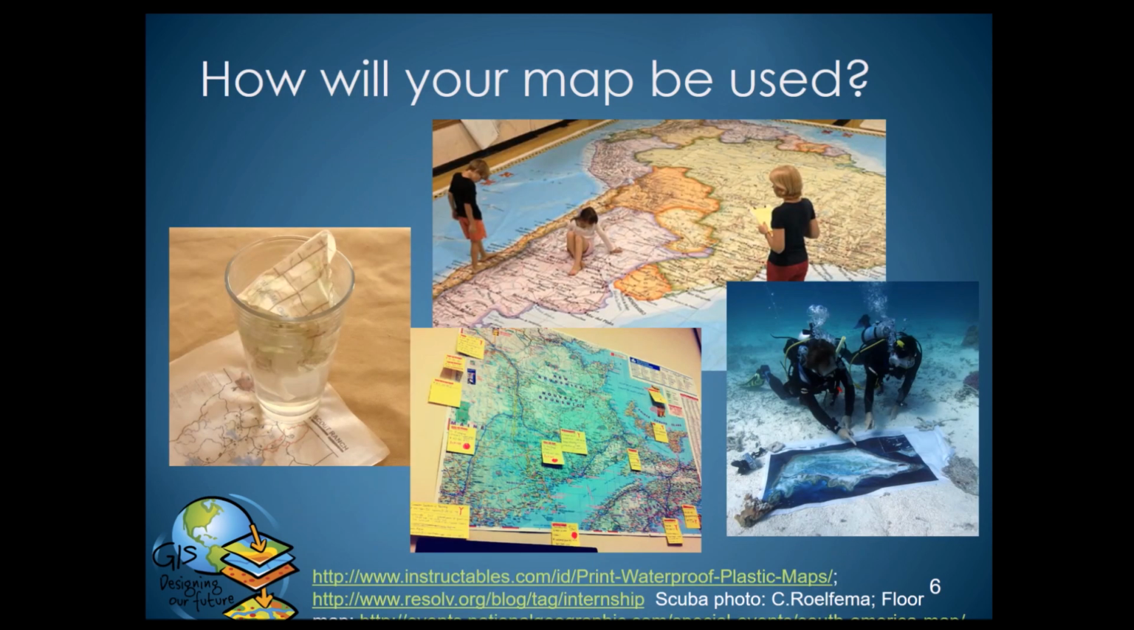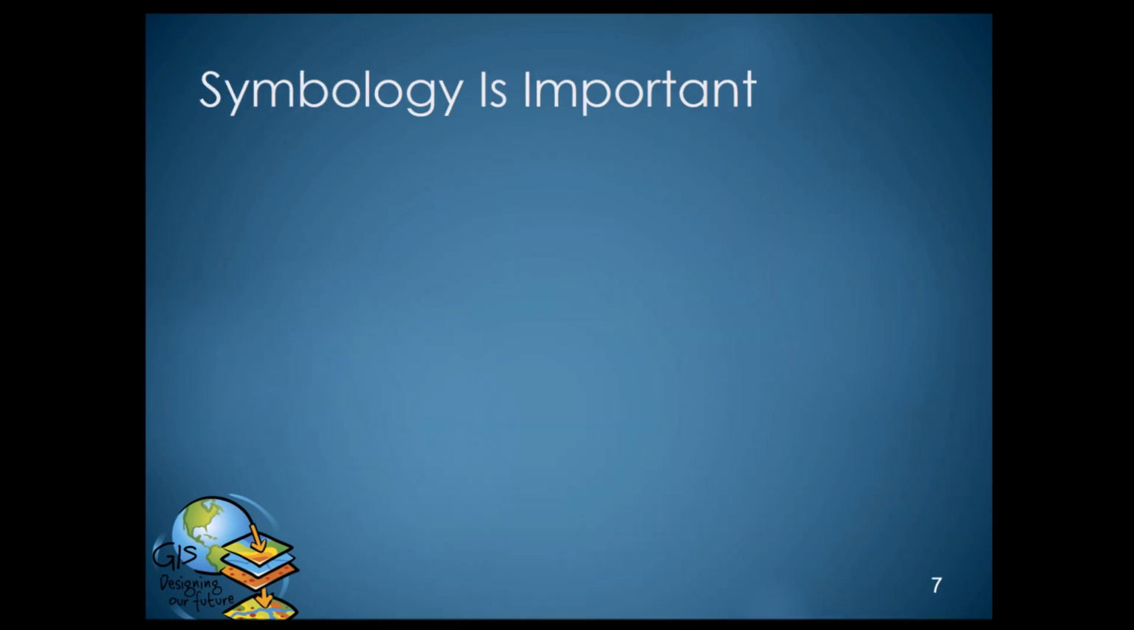How is your map going to be used? Is it going to be something that people walk all over, or are they going to put up on the wall, or is it a soft copy thing that is only ever going to be used within an app or on screen on a desktop? Does it need to be waterproof? Is it going to be used underwater, or is it going to be shoved in the back of someone's pocket? All of these things are really important when we consider how we create that map in the first place.